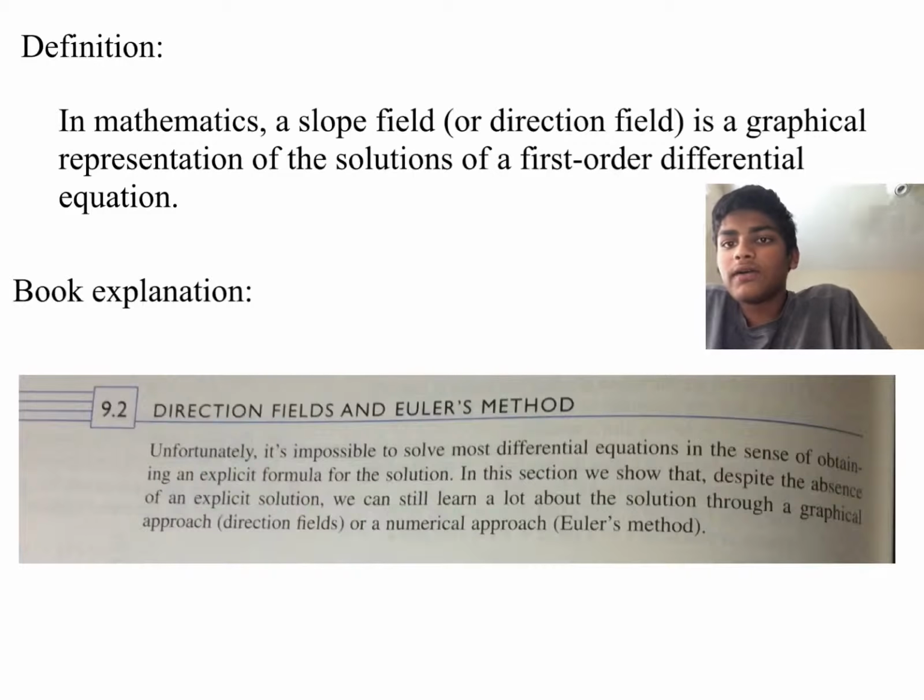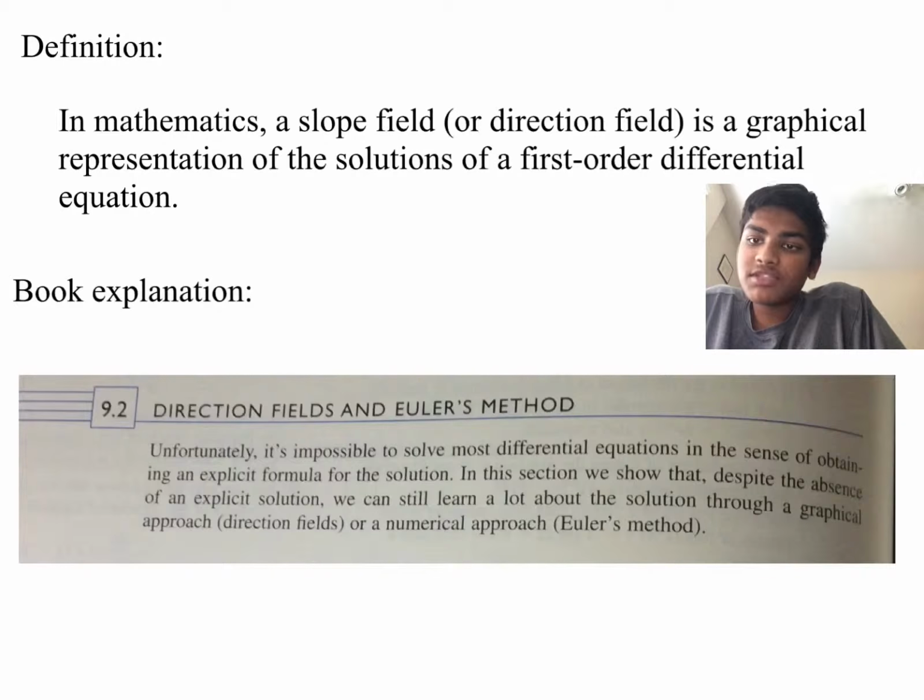And then our book, Calculus Early Transcendentals, describes what it is used for. It says, unfortunately, it's impossible to solve most differential equations in the sense of obtaining an explicit formula for the solution. In this section, we show that, despite the absence of an explicit solution, we can still learn a lot about the solution through a graphical approach, direction fields, or a numerical approach, Euler's method. We won't be paying attention to Euler's method, so let's move on.